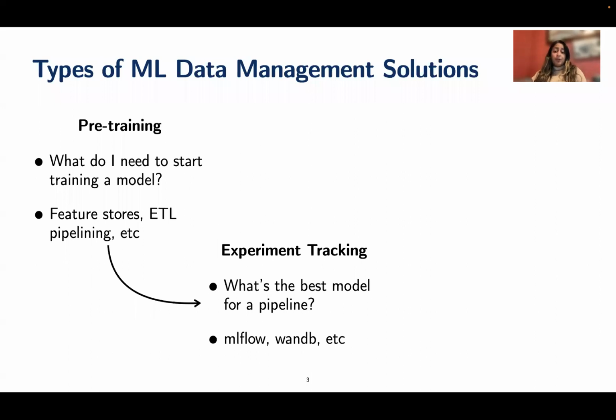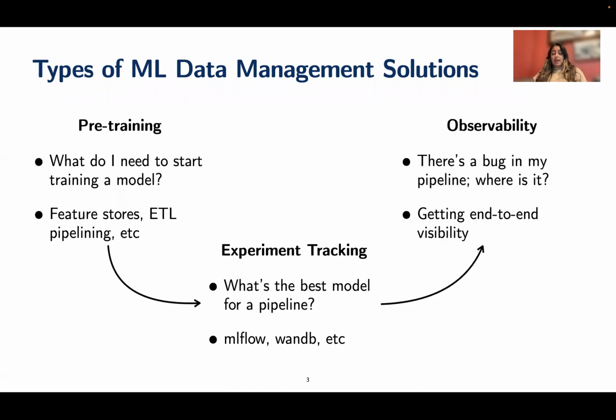Another class is around experiment tracking. What's the best model for a pipeline? And some industry-led solutions such as MLflow, Weights & Biases, et cetera, have garnered a lot of traction in the industry. And finally, I want to motivate a new class around observability. There's a bug in my pipeline. Where is that bug? And I'll define observability as getting end-to-end visibility into a system.